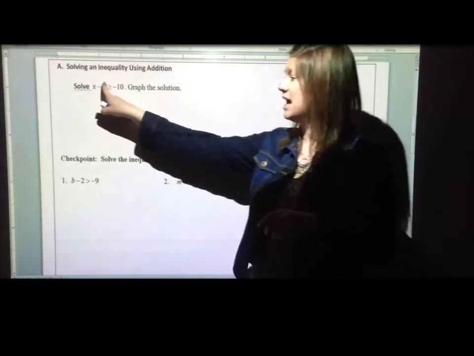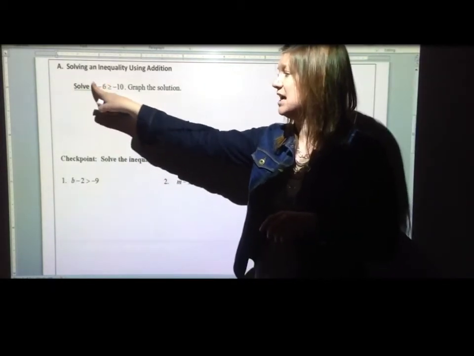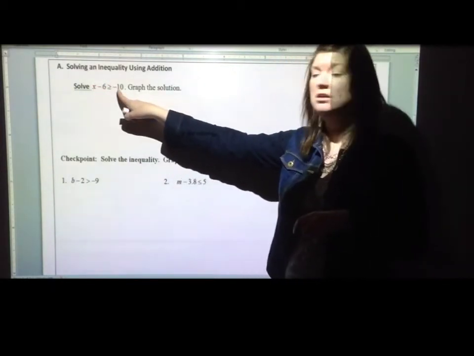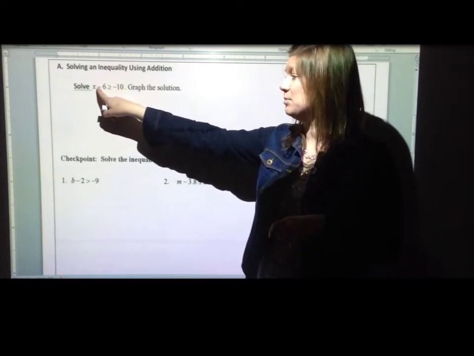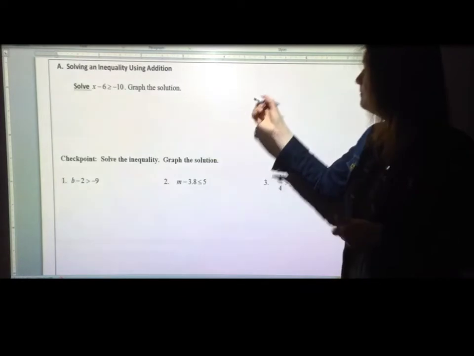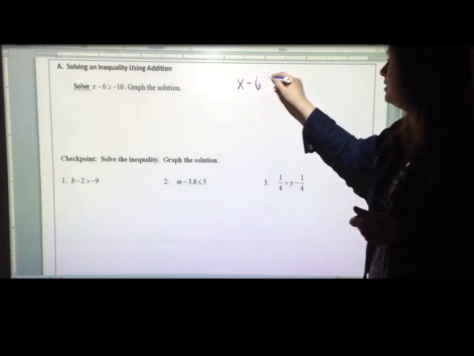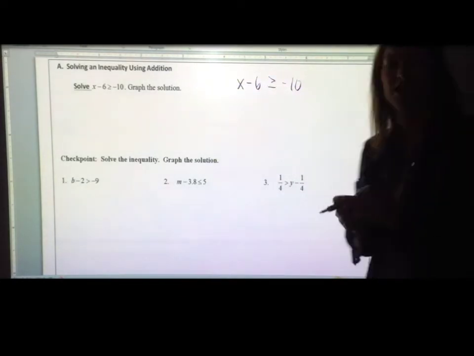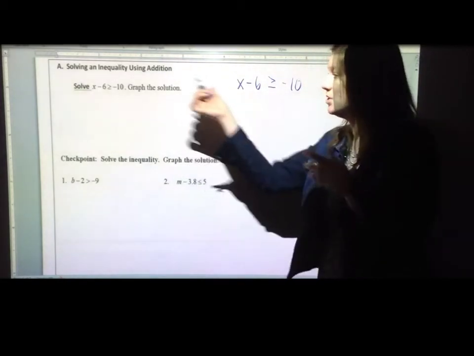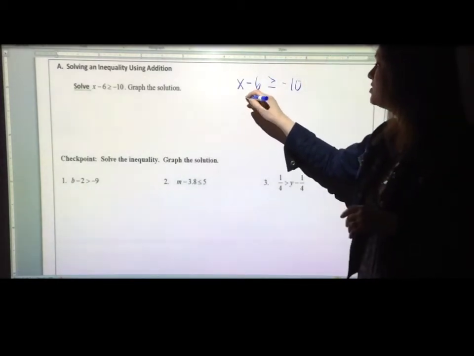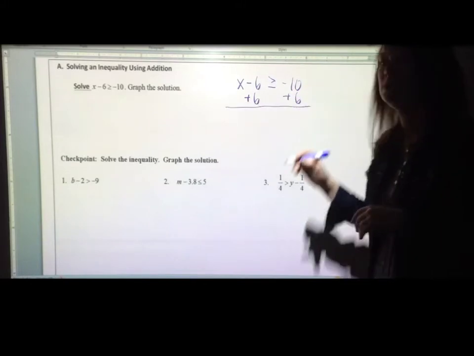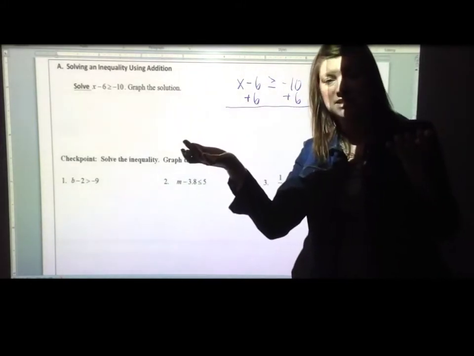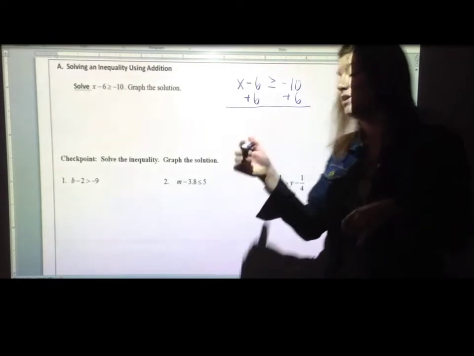So this side of my inequality, the left side, is greater than or equal to negative 10. So I can see that the variable is being subtracted by 6. So I'm going to rewrite my problem, and I'm going to use my first inverse operation, which is addition, because we're using the addition property of inequality. So we're going to add 6 to both sides of this inequality, because we can keep it the same because of our addition property of equality.